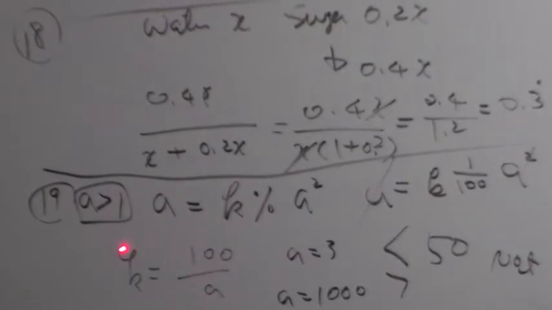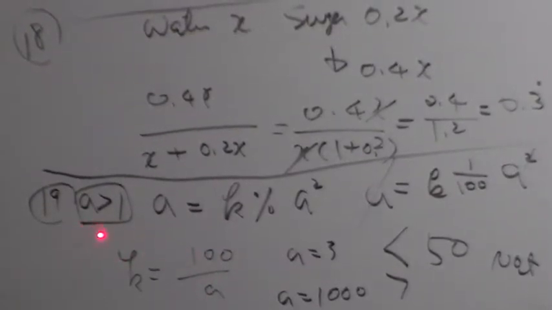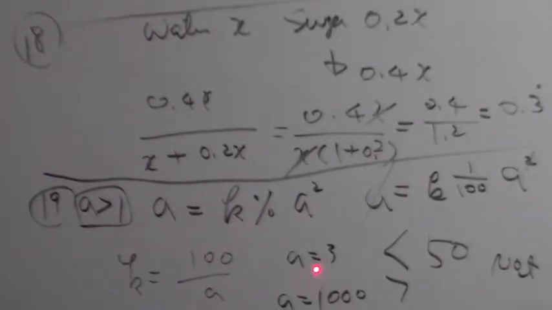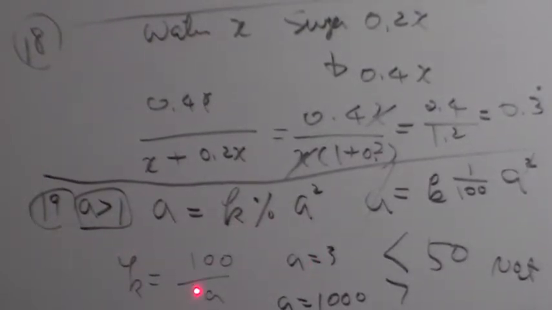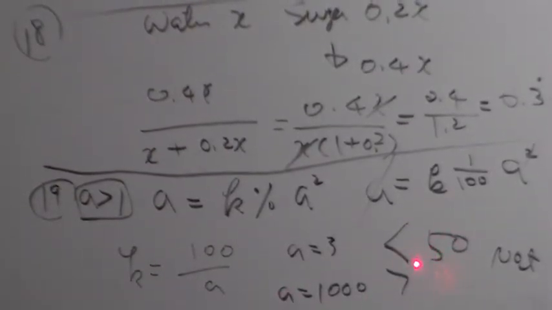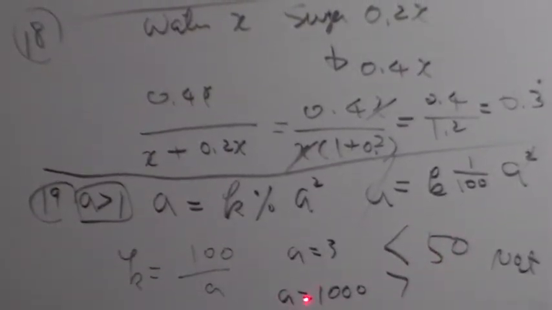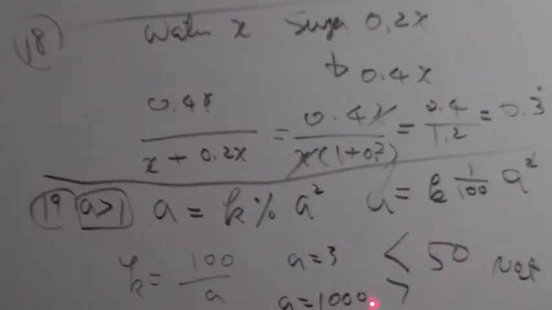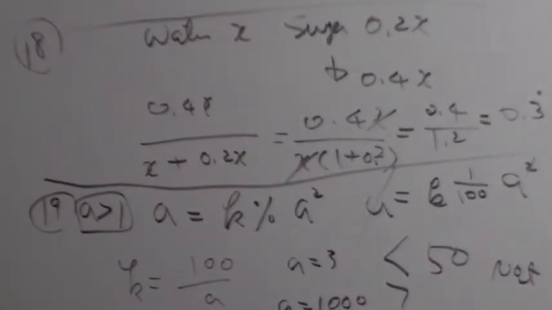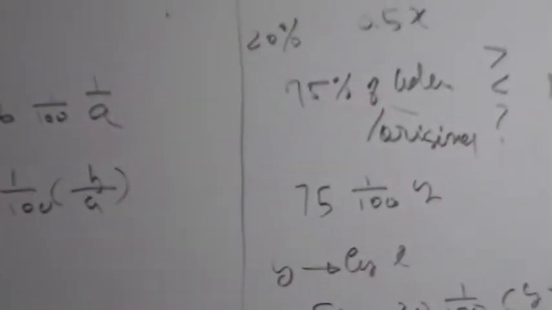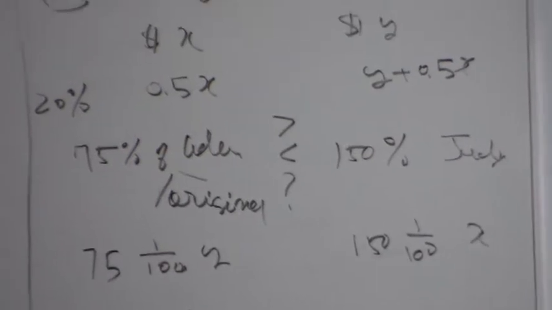But the restriction condition says A is simply greater than 1. So for example, if A is 3, this is much bigger than 50, but if A is 1,000, then 50 is greater than this, so we cannot make a decision. So in your exam, read the restriction carefully, then you can decide. Okay, that's the tricky thing.